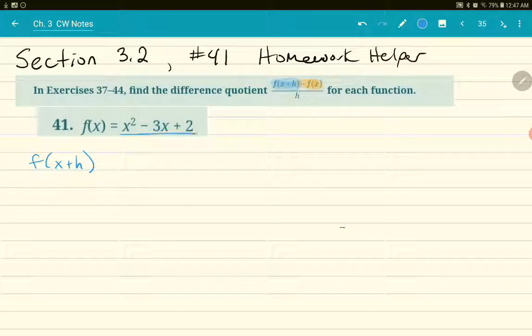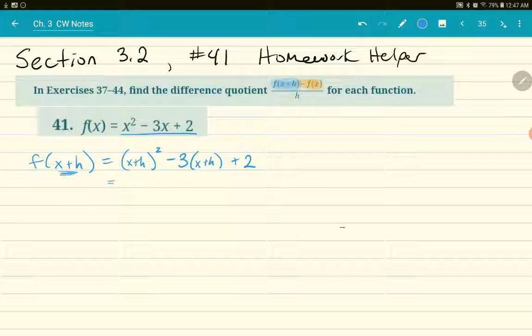So I'm going to restate this statement, but leave parentheses for the x's, so I can put in an x plus h. So that's x squared minus 3x plus 2, but my input is x plus h. So instead of x, I'm going to write x plus h, and that's it.